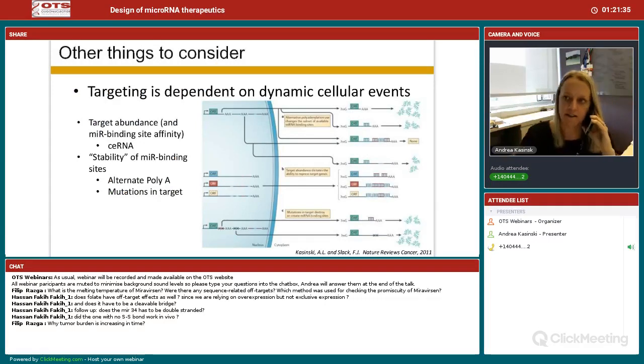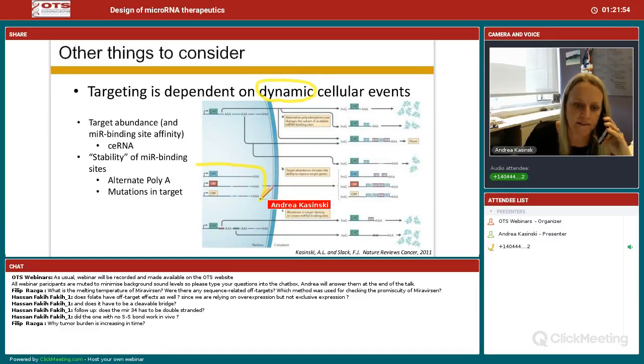And then finally, the last thing to consider, and this is true for any microRNA or any agent that we're considering, is that the targeting is going to be extremely dependent on these really dynamic events that are going on in the cell. And so for starters, you have to consider all the different messenger RNAs or RNAs in the cell that have the ability to sequester your microRNA. You may be perhaps interested in just targeting maybe this blue open reading frame coding gene.